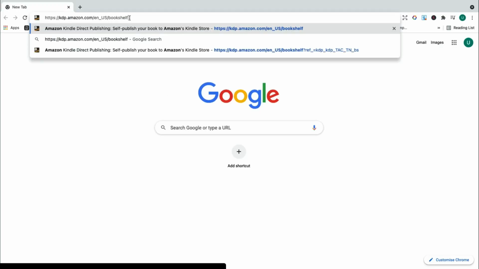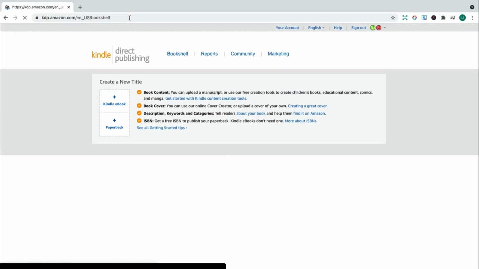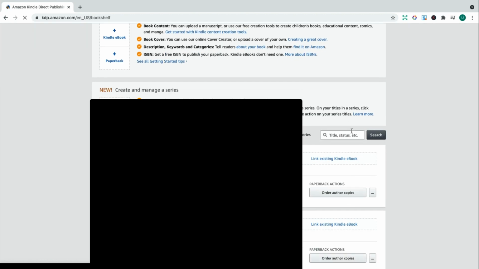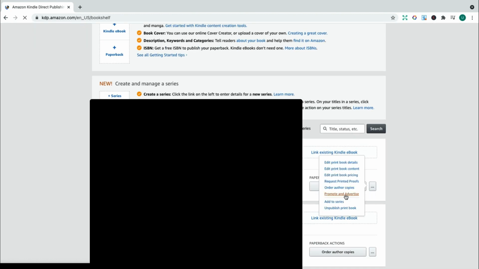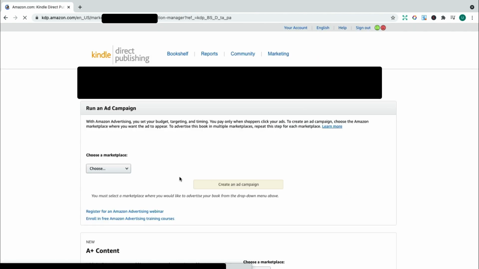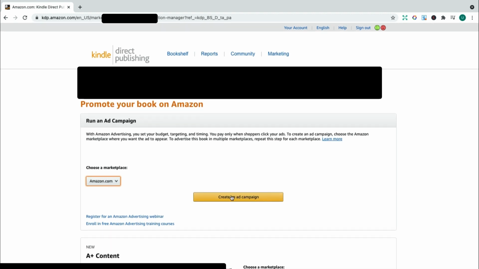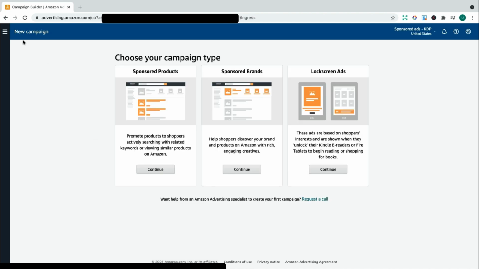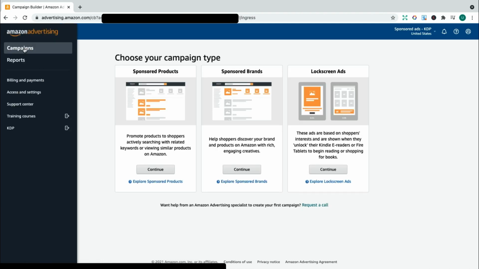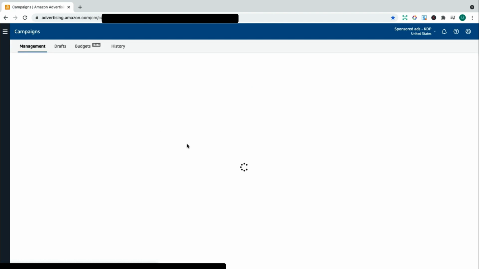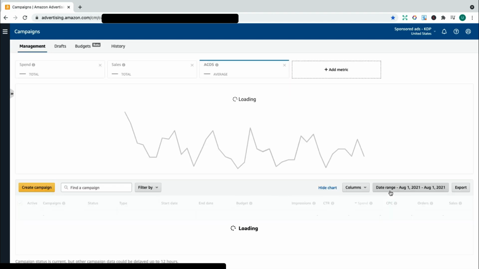Alright, so let's go to the advertising dashboard. I always access the dashboard by creating a new ad set, but there has to be a better way. So let me know down below how you access the advertising dashboard. So let's create a new ad set. Then I just go in campaigns and that's how I get here.